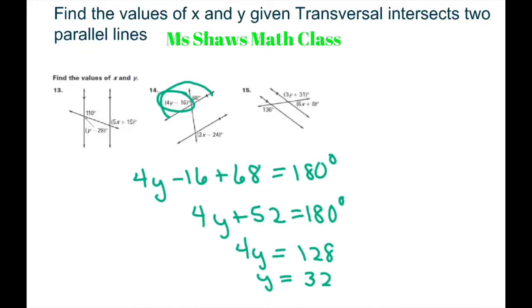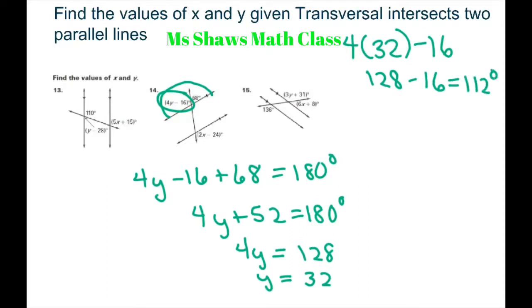And if y is 32, we're going to plug this back in. So when you plug in the 32, you're going to get 4 times 32 is 128 minus 16, and that gives you 112. So this angle here is 112, and notice that these two add up to 180.